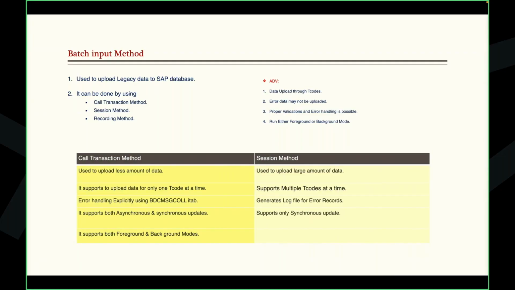For example, you have received from the business a small amount of data in a flat file to upload to the SAP database table, and the data in the file belongs to a single transaction code. At that moment, you will choose the call transaction process. When you receive a small amount of data related to a single transaction, and the user says that if any error occurs, they need an email sent with the error details, in that case we will choose the call transaction process.